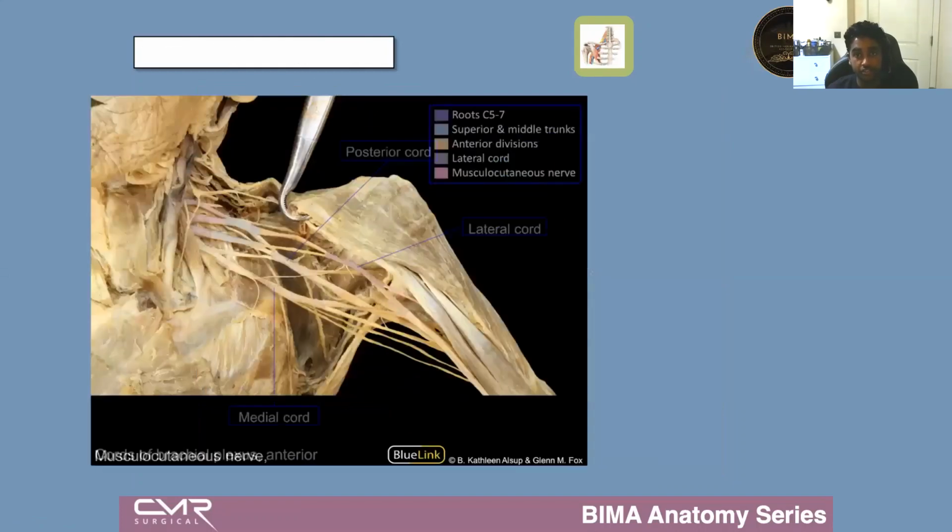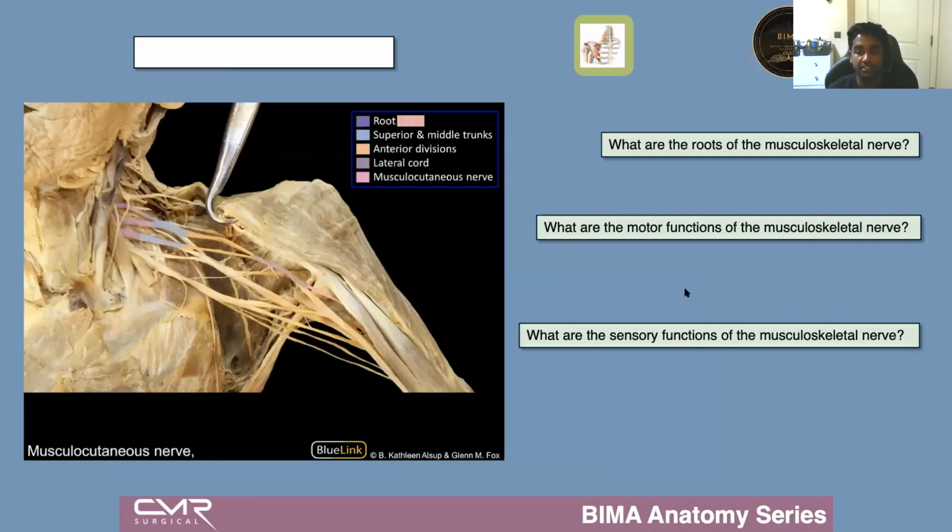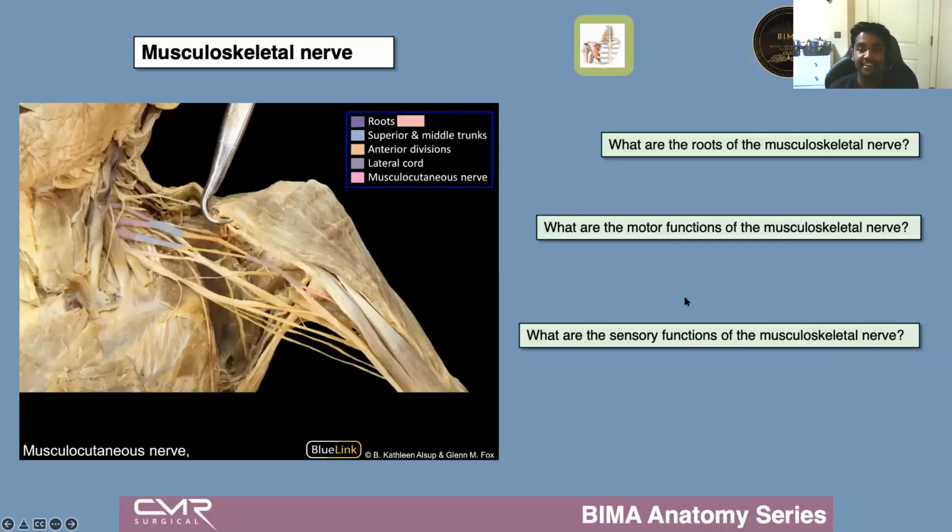All right, so now comes the fun questions that I promised. Does anyone want to have a go at what the roots of the musculocutaneous nerve are? Roots always means that it's referring to the nerve roots. Sorry, I should have been a bit clearer there. So the nerve roots are 5, 6, 7. Yeah, exactly. Everyone's going along that same line of thought now. So 5, 6, 7.